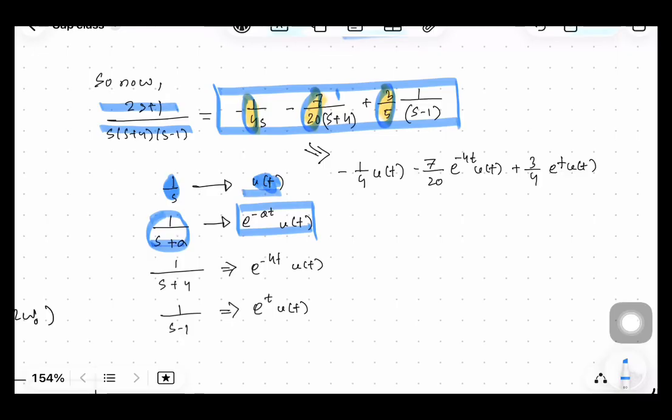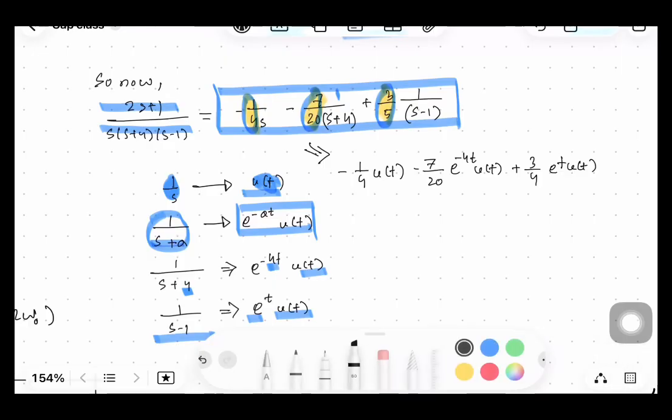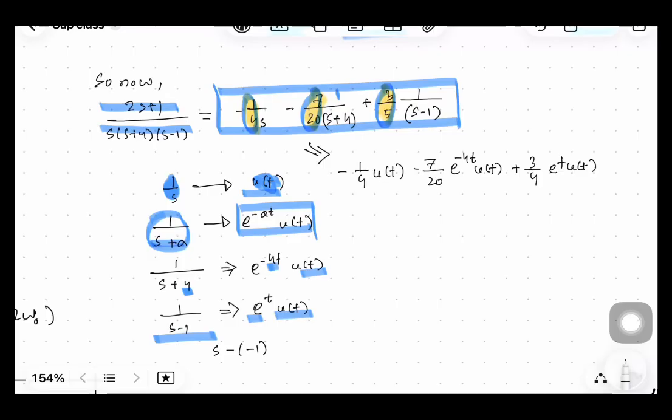So 1 by s is already u(t). 1 by (s plus 4) will be e to the power minus 4t into u(t), since here a is 4. And 1 divided by (s minus 1) gives u(t) into e to the power t, because a is minus 1, so it becomes e to the power t. In this way we can finally write our final time domain equation.